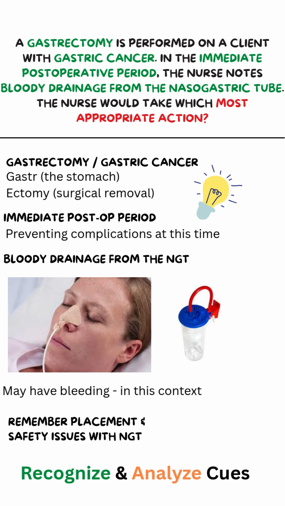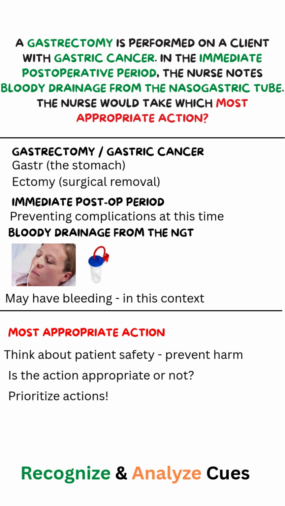Remember, in the post-op period, we're all about preventing complications. What do we know about bloody drainage from the NG tube? In this context, immediately following a gastrectomy in the post-op period, they may have some bleeding. So we keep that in mind. We want to remember placement and safety issues with our NG tube, and we have all of that knowledge in the forefront as we go over the answer choices, right?